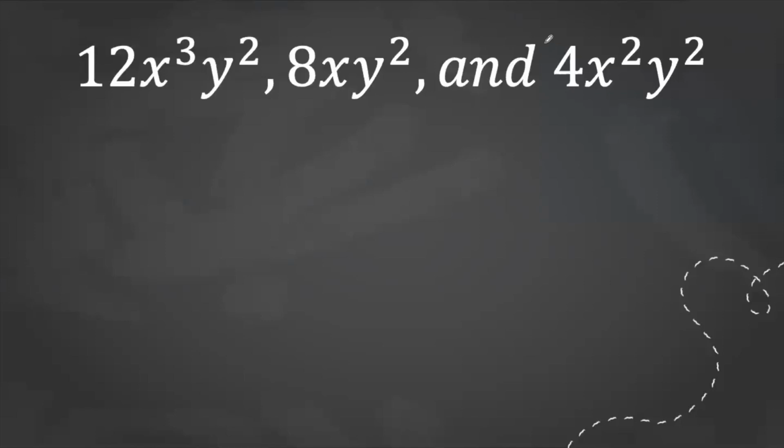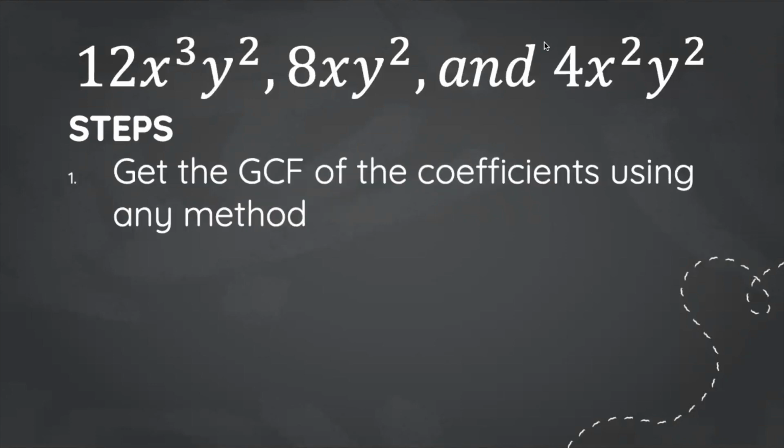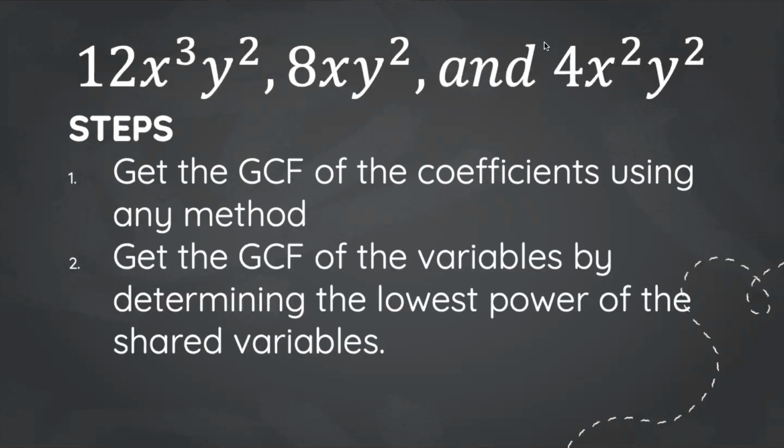To get the GCF of the following polynomials, we follow these steps. First, get the GCF of the coefficients using any method. We can use prime factorization, we can use the continuous division method, or we can also use the rainbow method. The second step is to get the GCF of the variables by determining the lowest power of the shared variables.